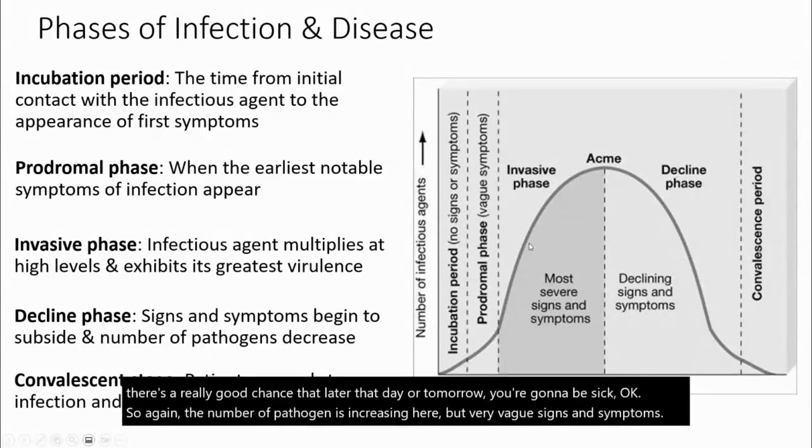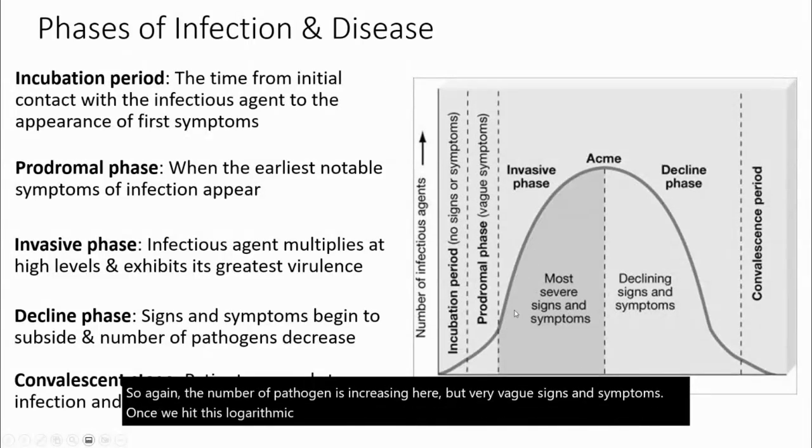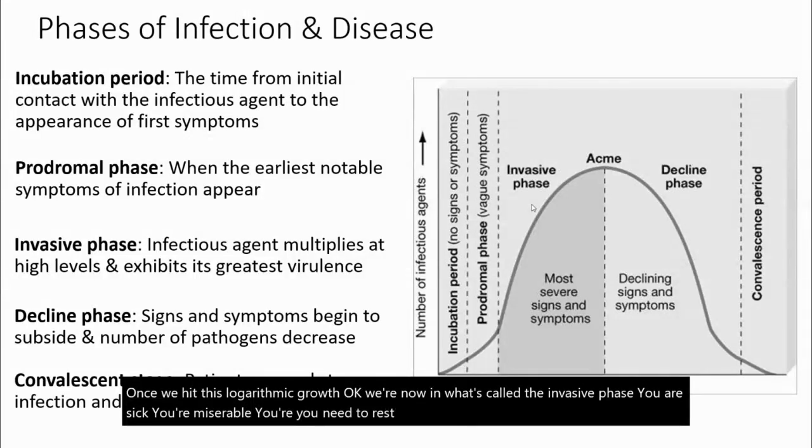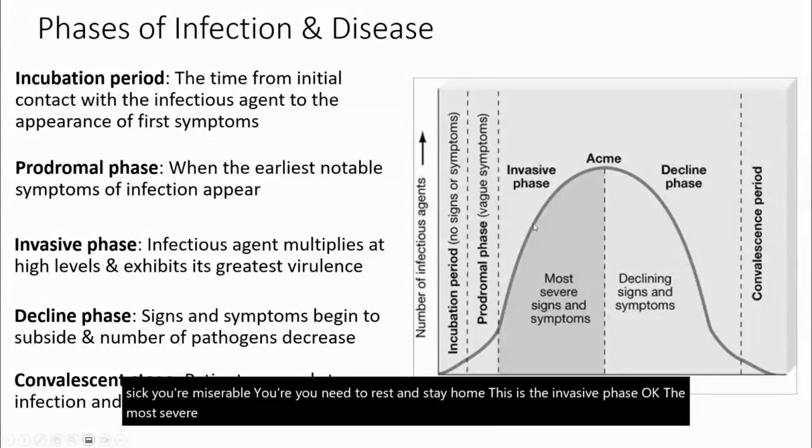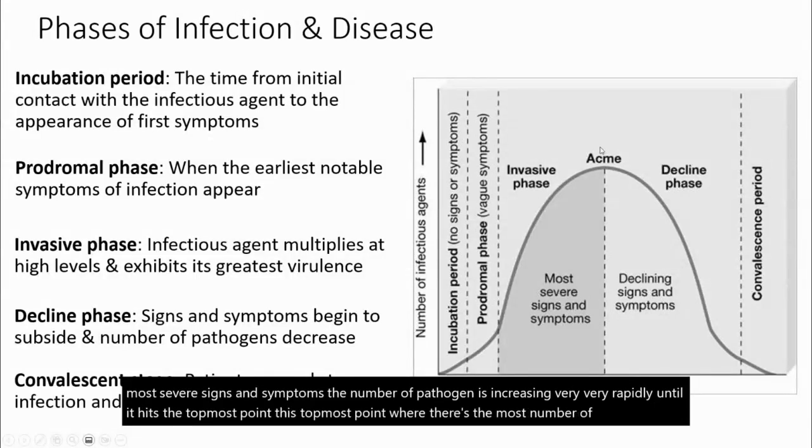Once we hit this logarithmic growth, okay, we're now in what's called the invasive phase. You are sick, you're miserable, you need to rest and stay home. This is the invasive phase. Okay, the most severe signs and symptoms, the number of pathogen is increasing very, very rapidly until it hits the topmost point. Okay, this topmost point where there's the most number of pathogen is called acme.